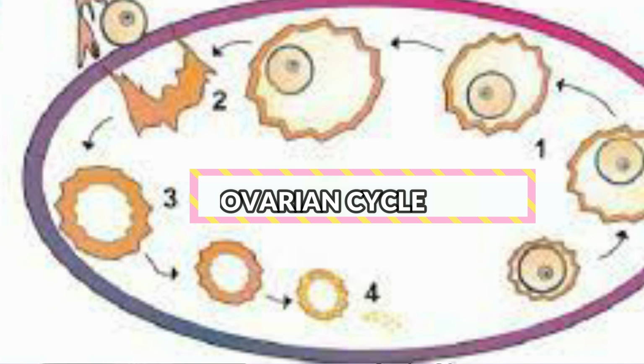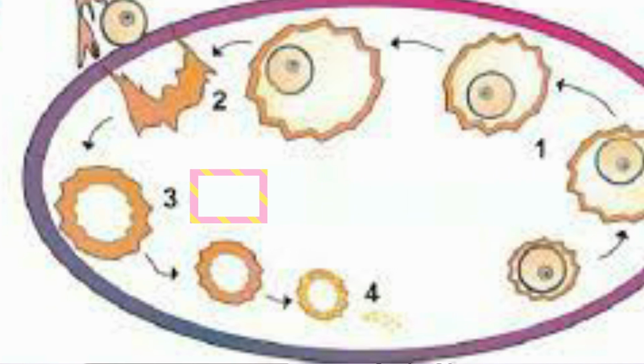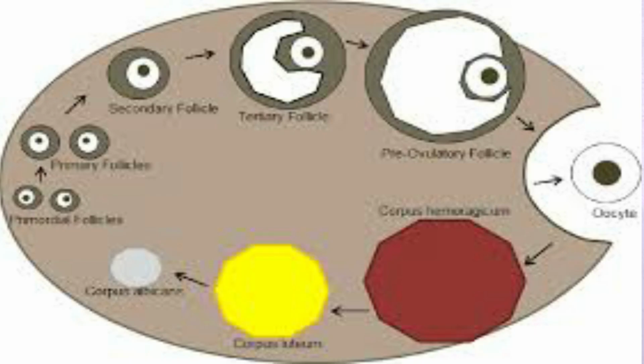Today we are going to be looking at the ovarian cycle. Now the ovary is the female primary organ of reproduction. It is 4 cm in length, 2.5 cm in width and 1 to 1.5 cm in thickness. It is pear in shape, one on each side.